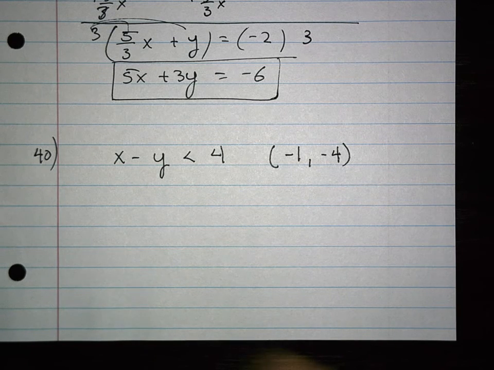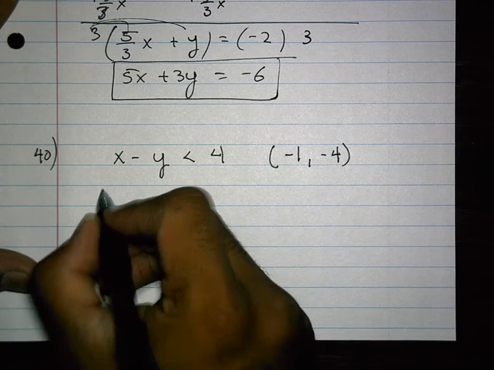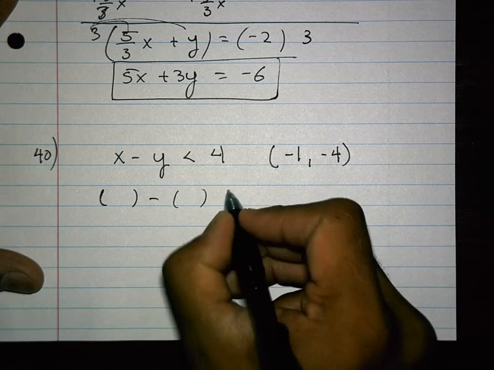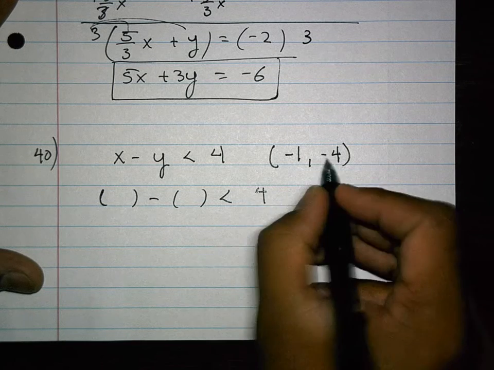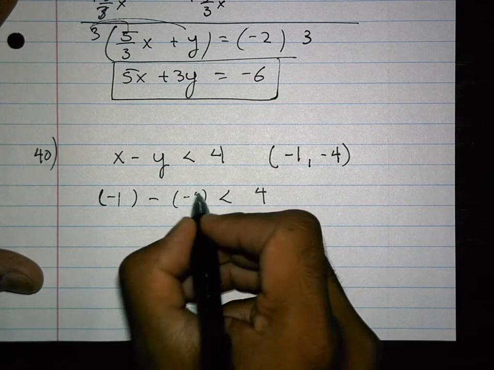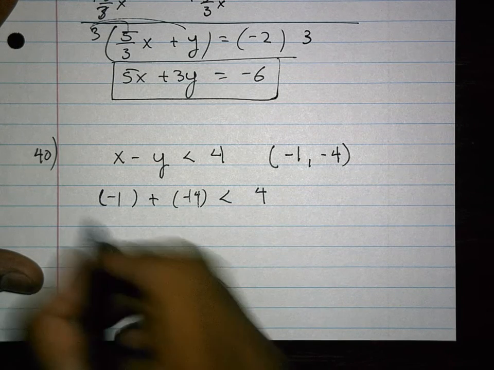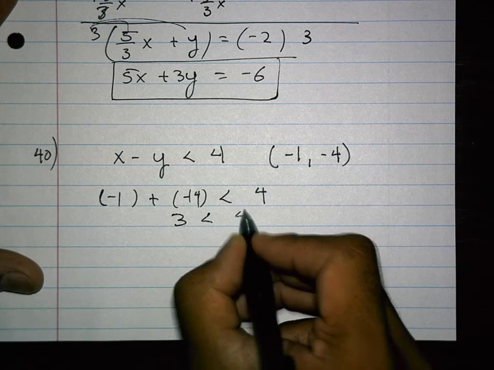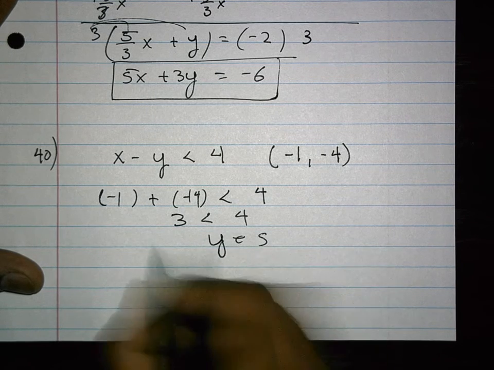So they want to find if it's a solution. They're giving me a point. You simply plug it in and see if it gives you a true statement. So I put some parentheses in there to help myself, make sure I don't screw the negatives up. And I get -1 minus -4. Go ahead and add the opposite. So that gives me 3 is less than 4. So the answer to this one is yes, because 3 is less than 4.